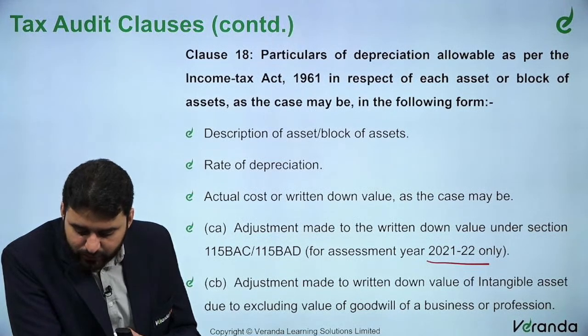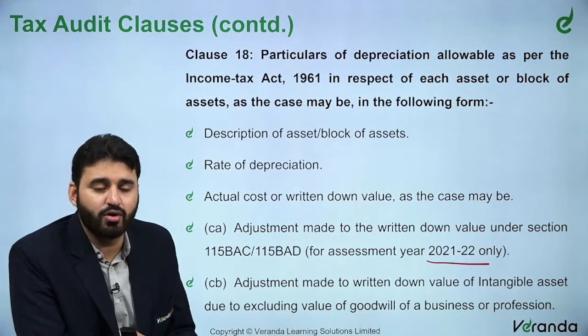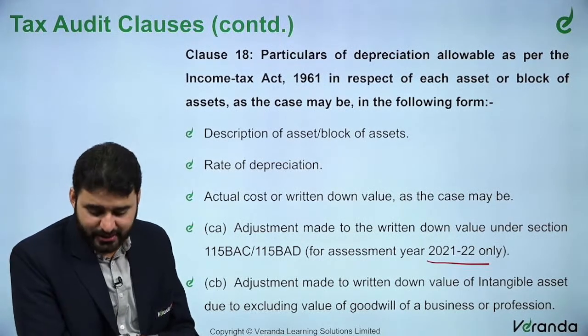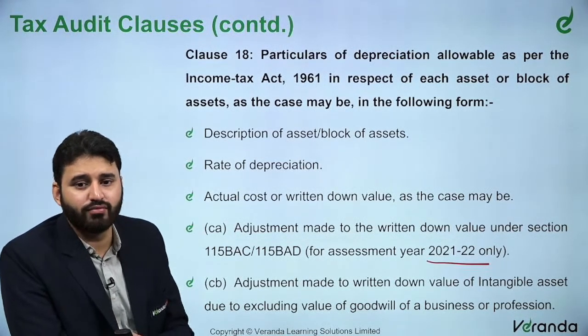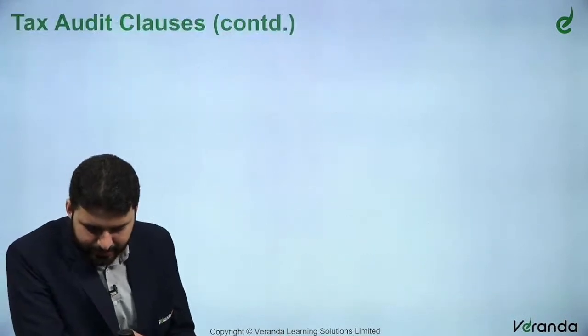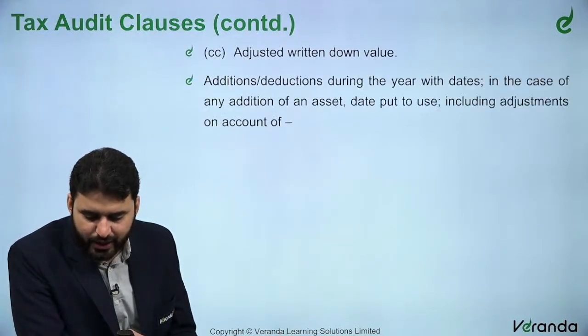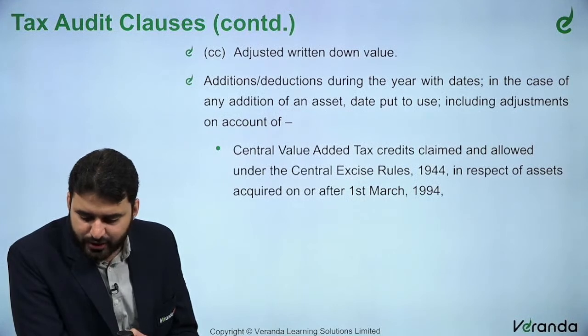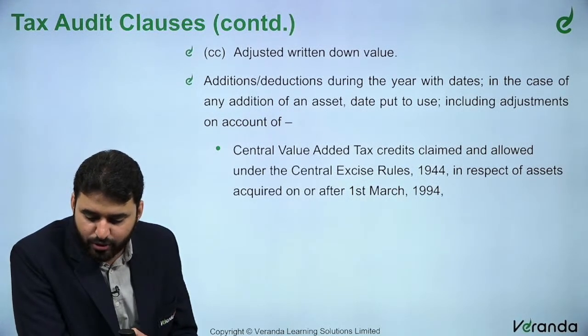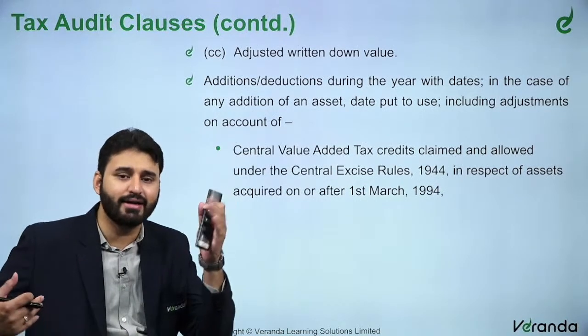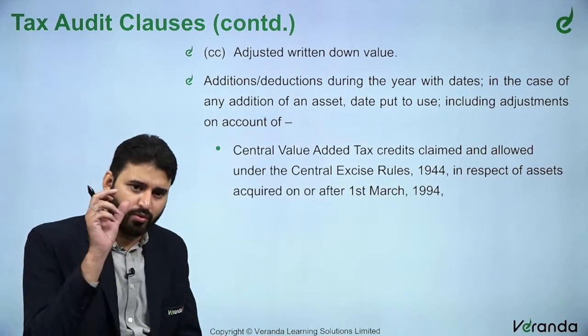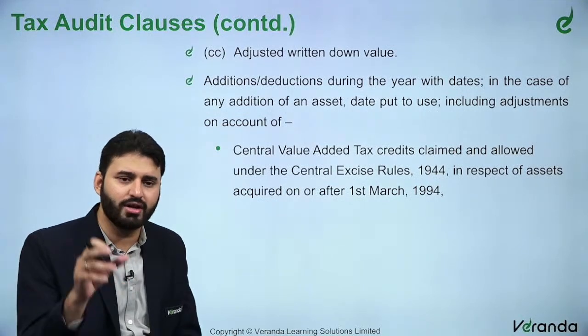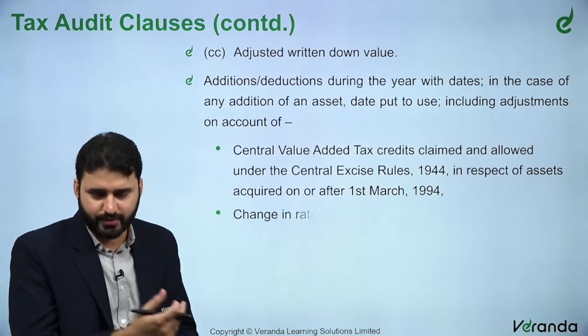Adjustment to be made in respect of intangible asset due to excluding value of goodwill of a business or profession. So, if you have recognized goodwill, then you have to make an adjustment to the written down value of the intangible asset. Then adjusted written down value, additions, deductions during the previous year with dates. In case of any addition of an asset, date put to use. So for additions you have to give a complete list. What is the addition, what is the total, what is the date put to use?